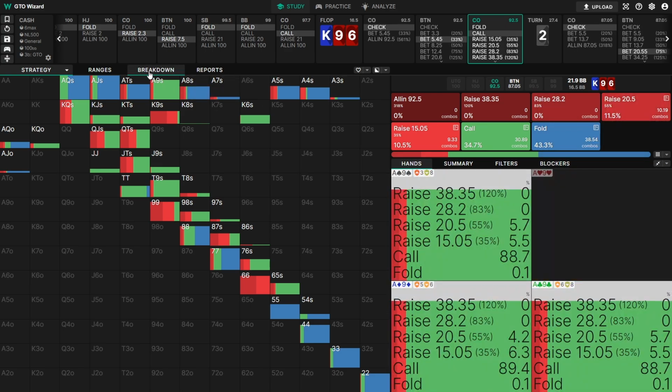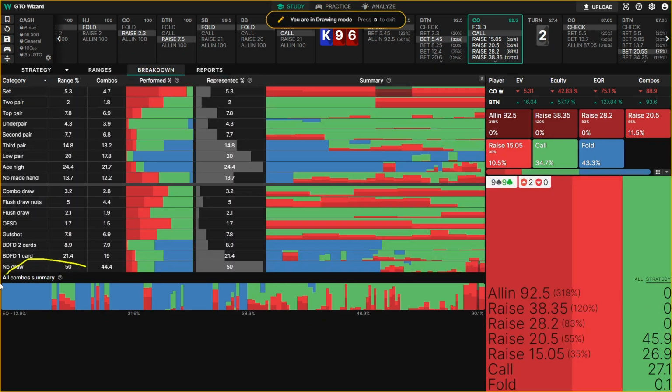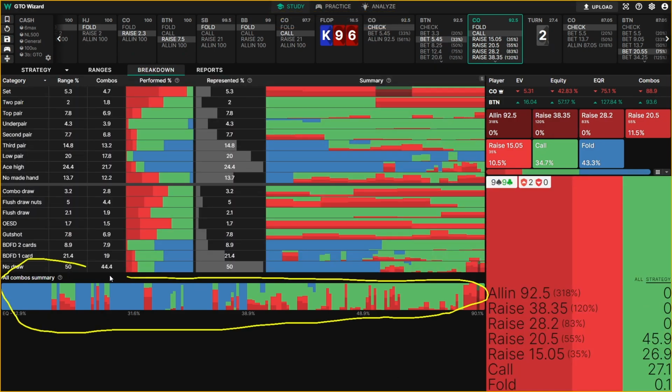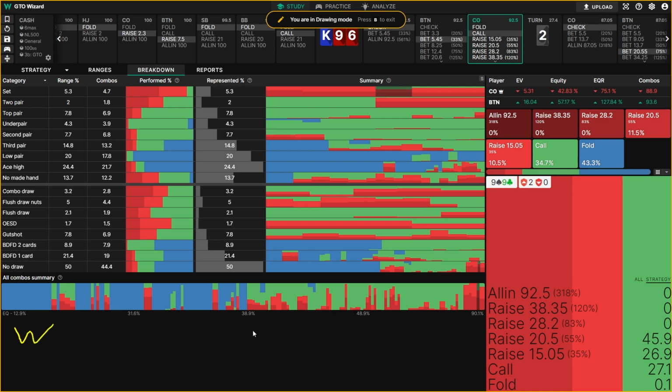I'm going to use the breakdown tab. And the reason I'm using this is because it has this all combo summary at the bottom, which displays the equity of your hands and the strategy of your hands. So we're sorted by the weakest hands here to the strongest hands on the right. And we can see some interesting stuff going on.